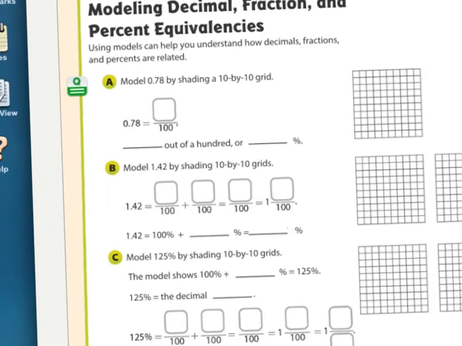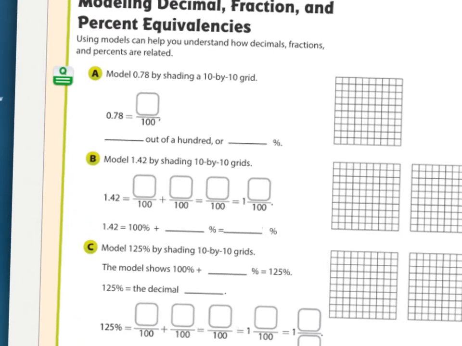So when you look at the very first example, example A, model 78 hundredths by shading a 10 by 10 grid. So 78 hundredths means 78 out of 100. So I'm going to shade in, and these are rows of 10. 1, 2, 3. Isaac, go sit down. 1, 2, 3, 4, 5, 6. There's 70, and then 8 is 8 more little squares.